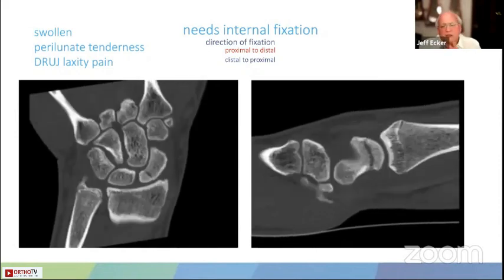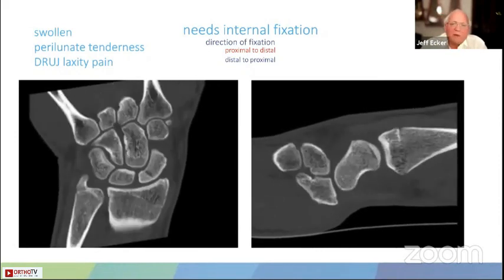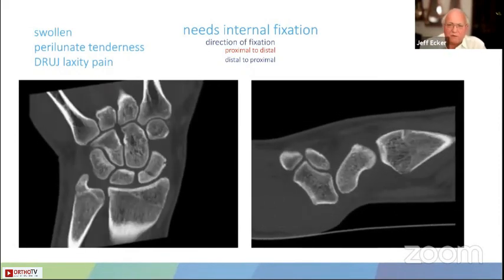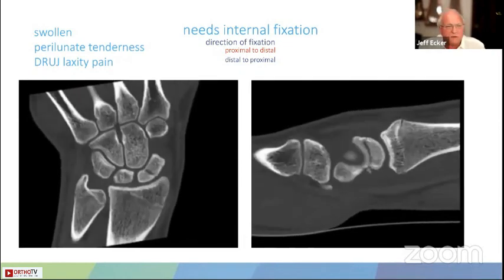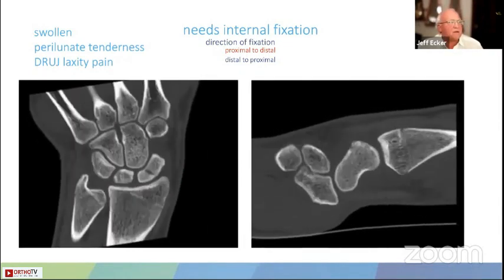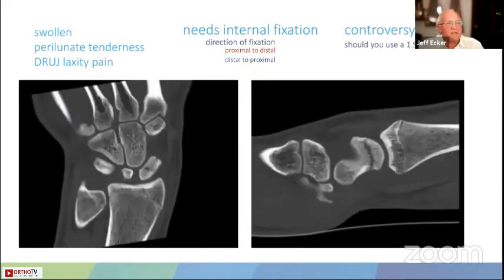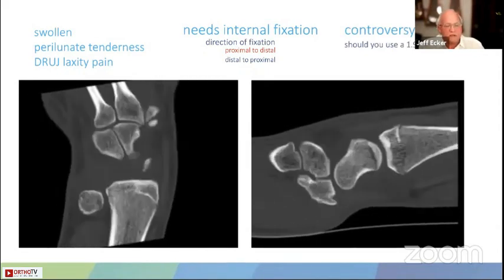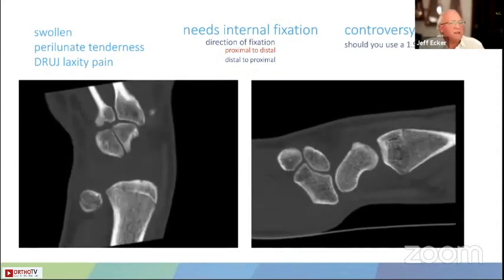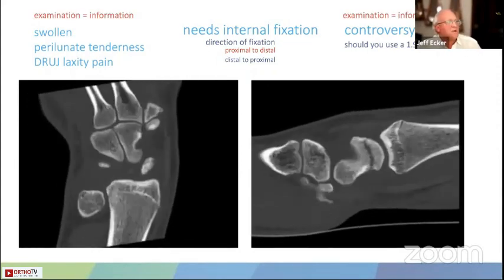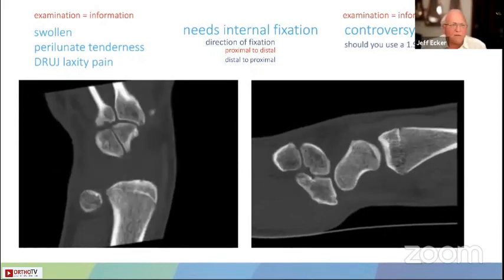So, you're thinking, we just got to make a cut on the back of the wrist, the dorsum of the wrist, drop a wire down and screw it. But I'm uncertain. We already know that it's swollen and there's a major wrist ligament injury. So should we use a scope? The answer is, I think yes, because it's about examination and information.